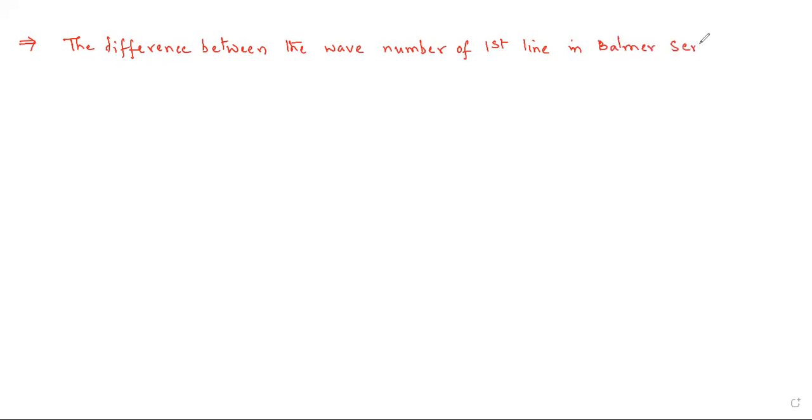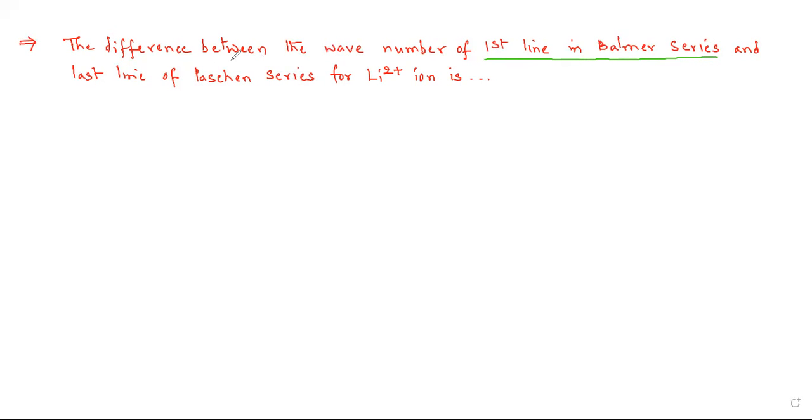So let us go for this question. The difference between the wave number of the first line in Balmer series and the last line of Paschen series for Li+2 ion is. Okay. Now look at this.